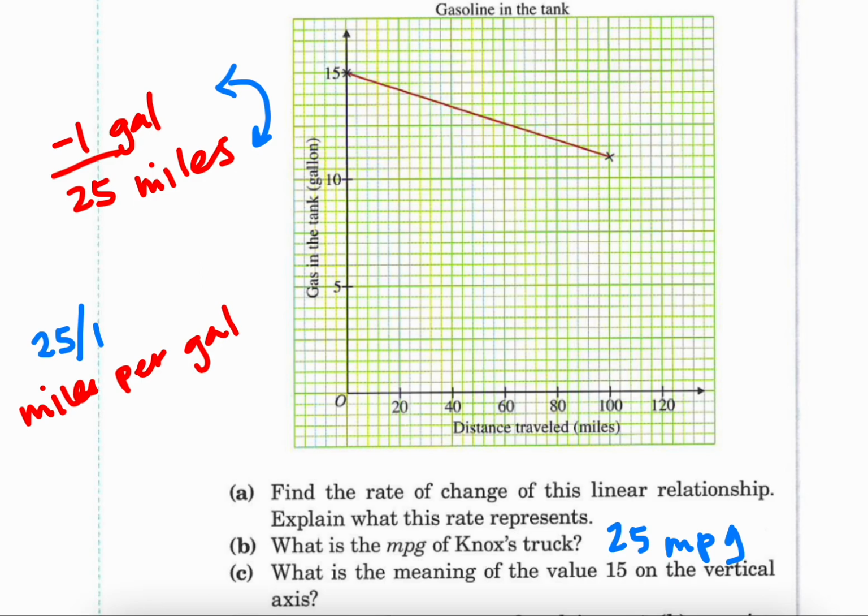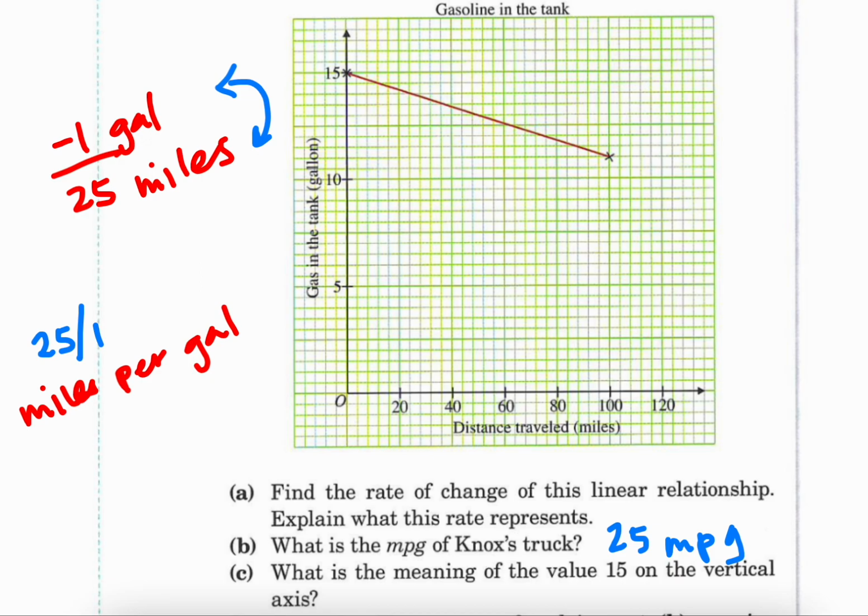Every car has an MPG. You can look up your family's, every car, not just trucks. Every type of vehicle has an MPG. It tells you how far that car can go using each gallon of gas. And Knox is driving a truck, so his MPG is going to be lower than, say, a compact car because trucks are heavier. So this 25 actually makes sense.